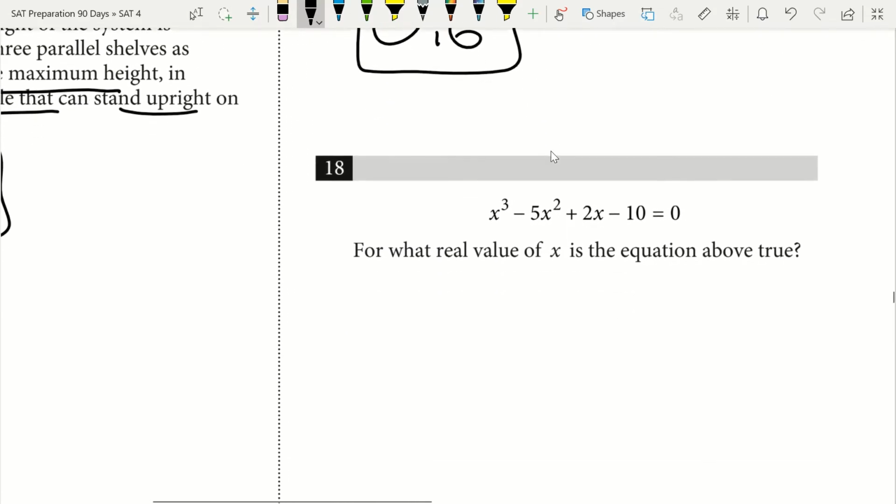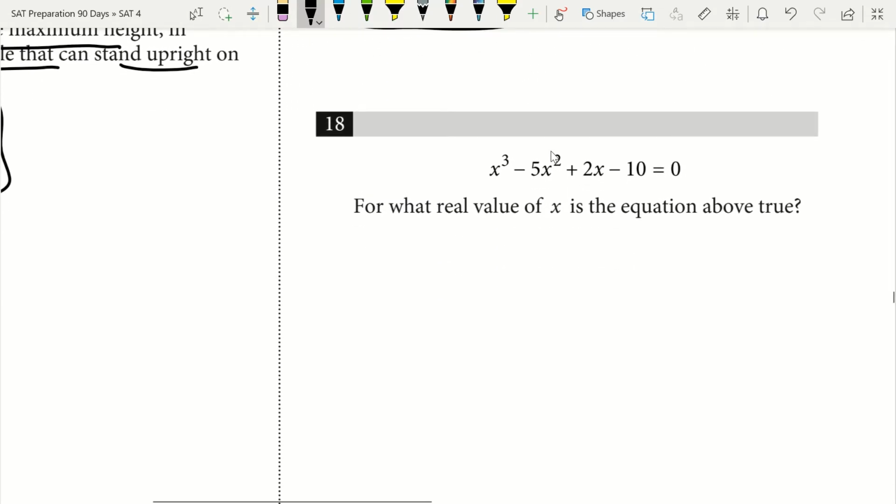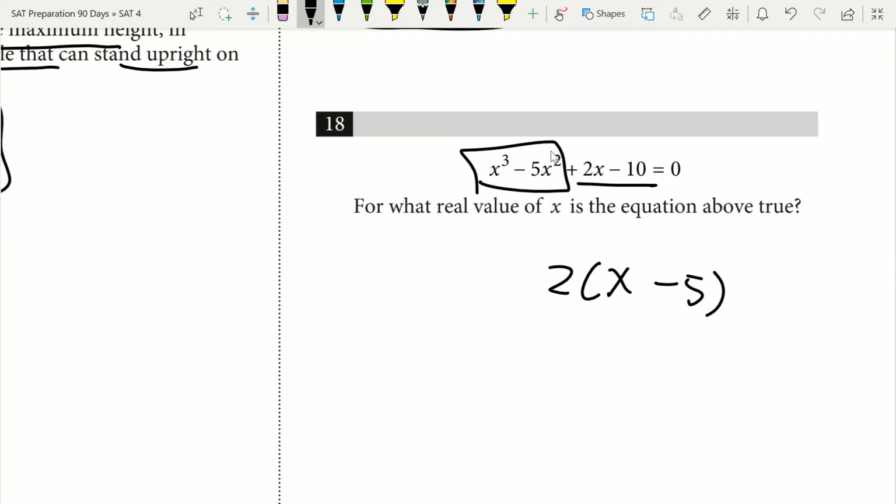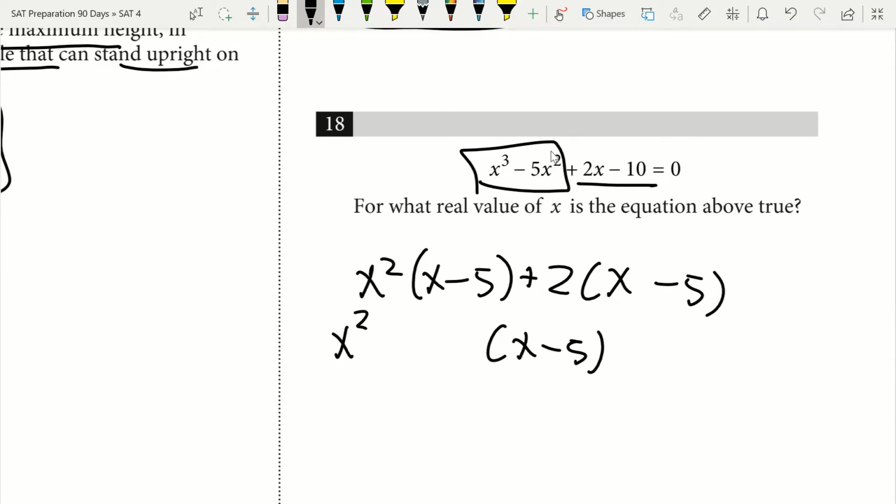Okay, number 18, I've got an equation here for what real value of x is the equation above true. Here I'm going to have to do grouping, I see, so I'm going to have to take this 2. I'll do 2 times x minus 5 because that's going to give me 2x minus 10, so I'm going to group that. Next thing I'm going to have for a group is right here because I can factor out an x squared, so that would give me x squared times x minus 5. All right, so now at this point, with that grouping, keep in mind that this is plus there. So with this grouping, what I do then is I take that x minus 5, I see I can keep that together, and then I'll have that x squared plus 2 as the other factor.